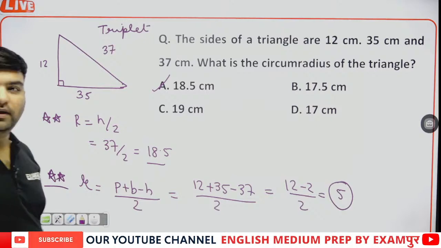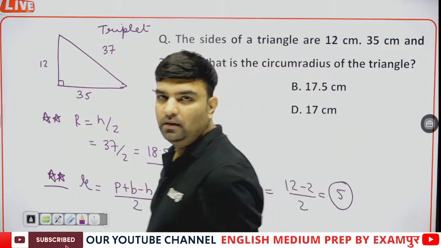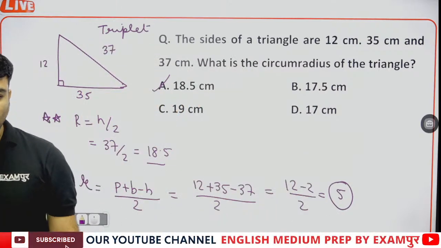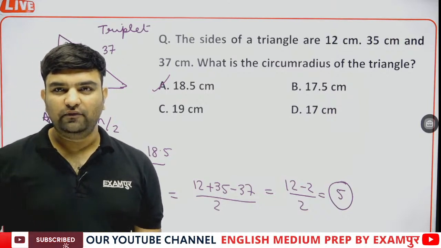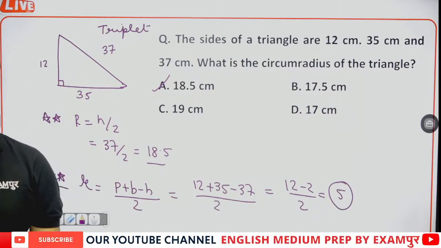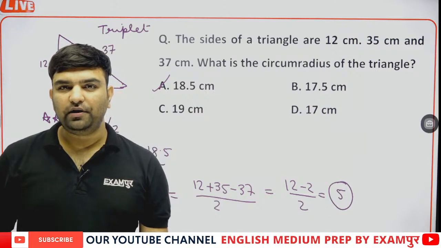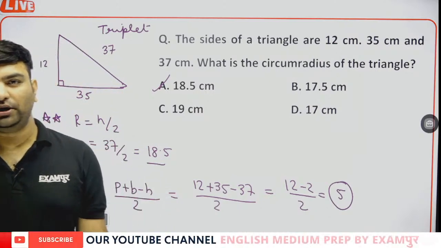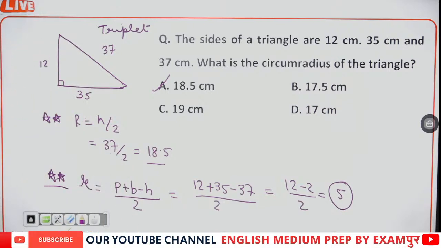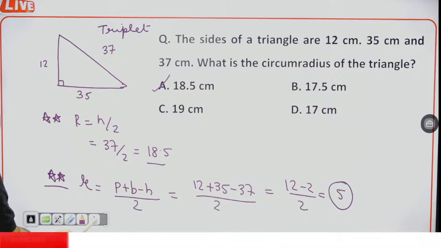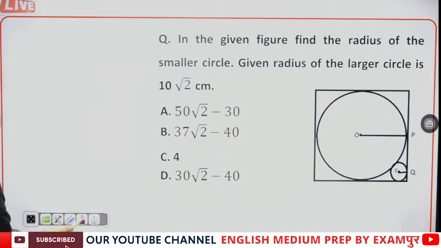From where did this complicated answer come, 37 upon 2 root 3? It's looking very dangerous. Circumradius is hypotenuse divided by 2. Inradius is perpendicular plus base minus hypotenuse divided by 2, which is 5. Next.